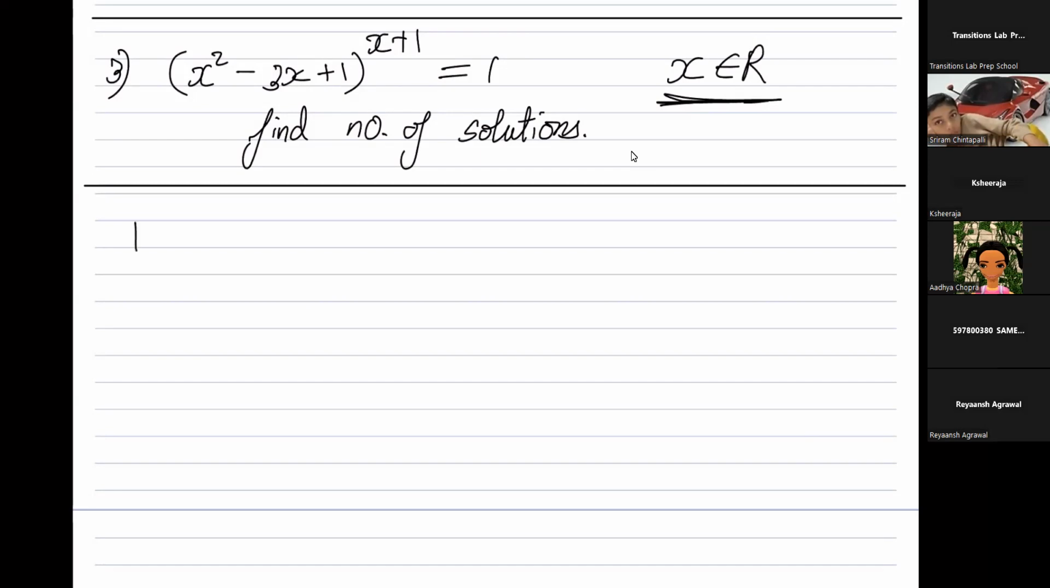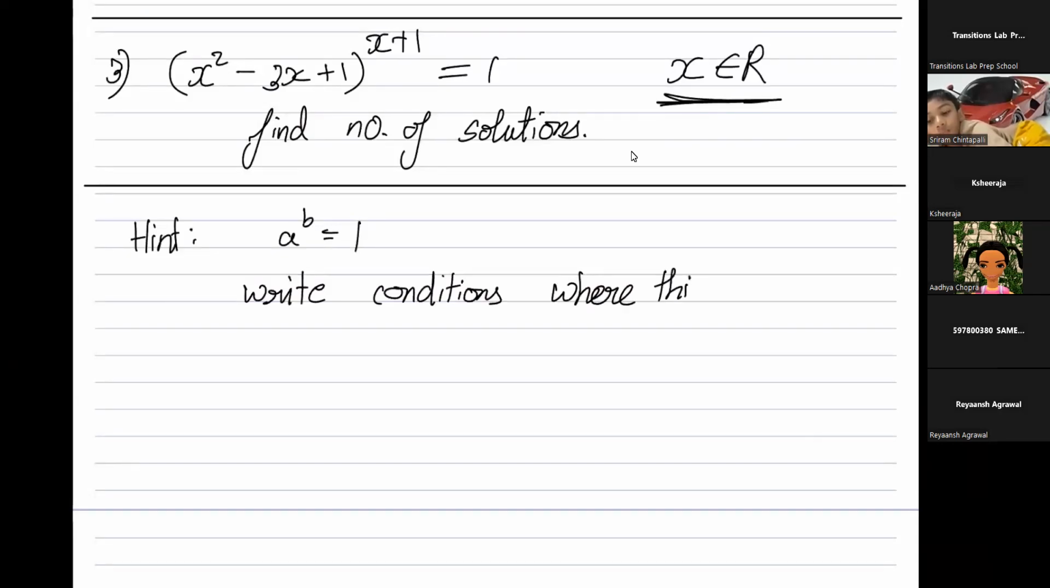Those who are unable to proceed with this, take a hint. This equation is of the form a to the power b equal to 1. Right, conditions. So in a way, you are making identities of your own.